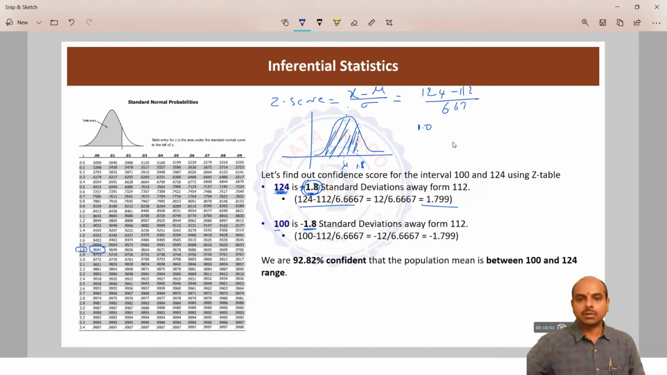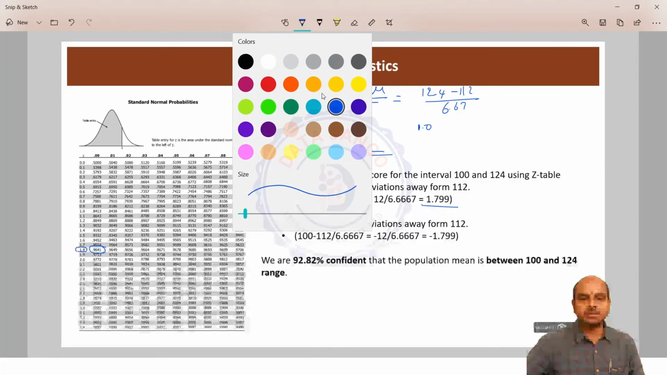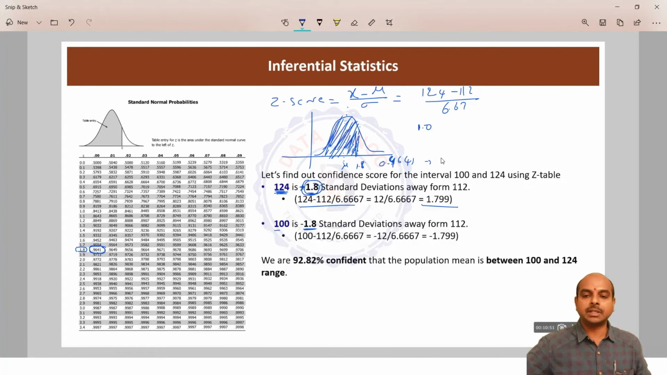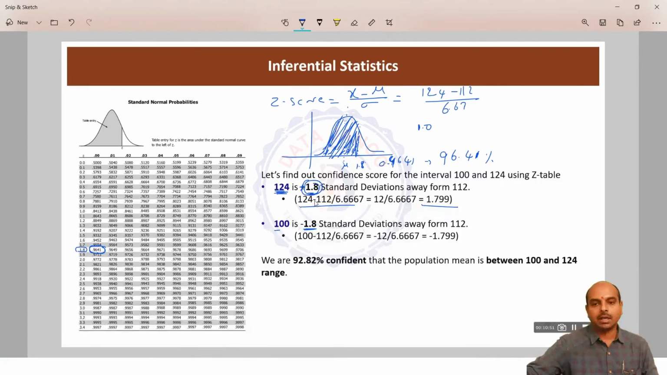96.41. So the total area till this 1.8 standard deviations is this much, and that quantification can be got from the z-score table. It is actually 0.9641. This is the probability. You can say in terms of percentage, 96.41%. So it is from the beginning till 1.8.